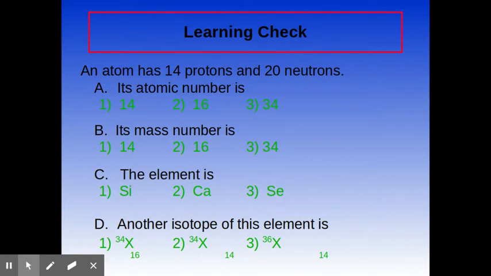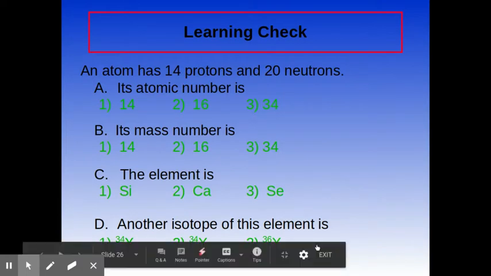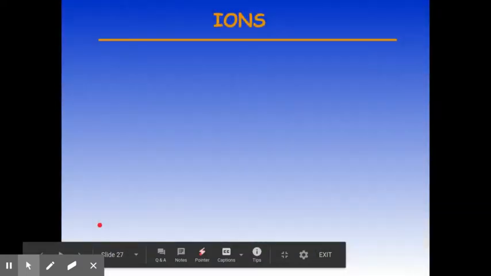That's right, 14 protons. And another isotope would be which one of those? It would have to have 14 protons, so it'd either be 2 or 3, right? Both of those have 14 protons. So it could either be 2 or 3, even though that one should be over here. Silly thing.